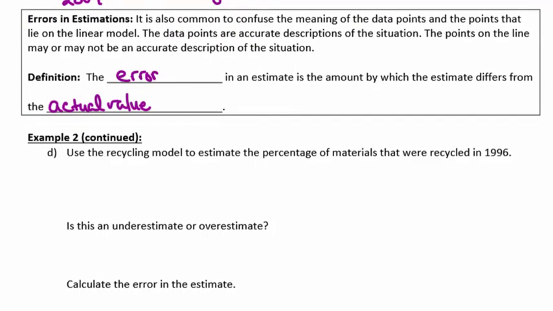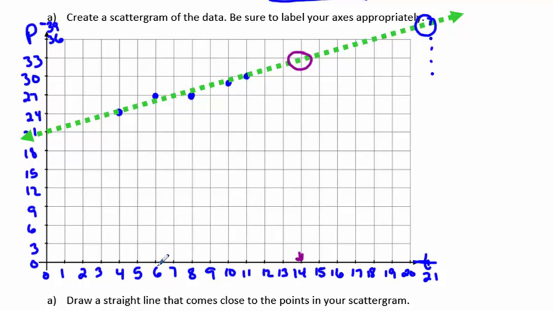Use the model to estimate the percentage of materials that were recycled in 1996. 1996 is going to have a t value of 6. So in 1996, with my t value of 6, the model puts us right here. That's the spot where it intersects with my line. And so we would guess that would be about 26.